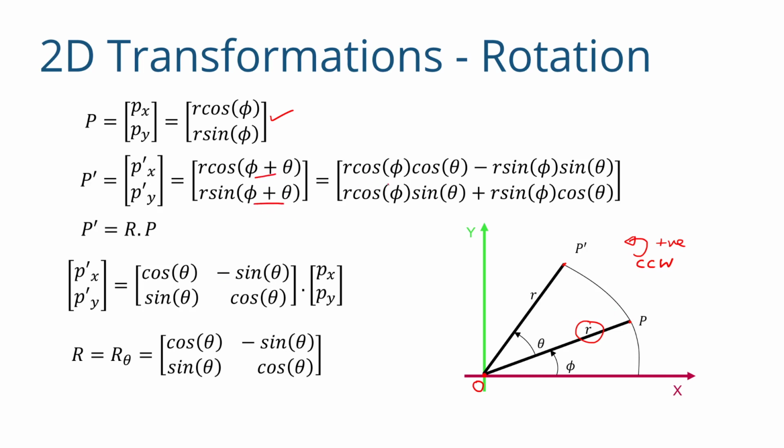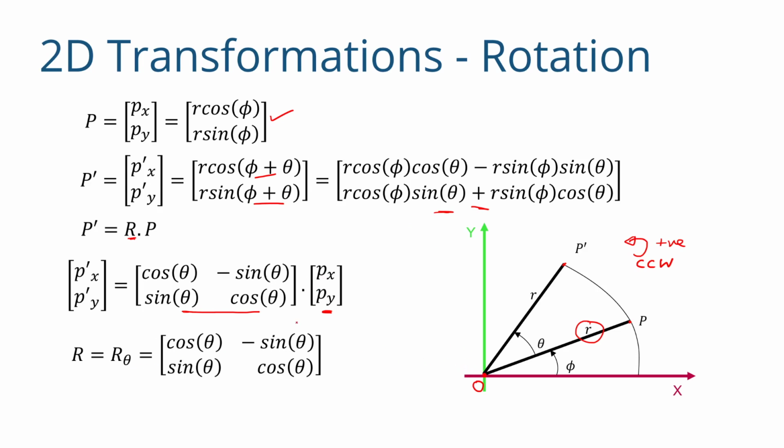You can apply trigonometric identities to expand cos(phi plus theta) and sin(phi plus theta) to get this. So you want a matrix transformation that is going to transform P to P prime, and simply by inspection, you can figure out that this matrix has to look like this. You can verify, you can multiply this matrix with P and see that you get this P prime. So R theta, which is rotation about the origin.